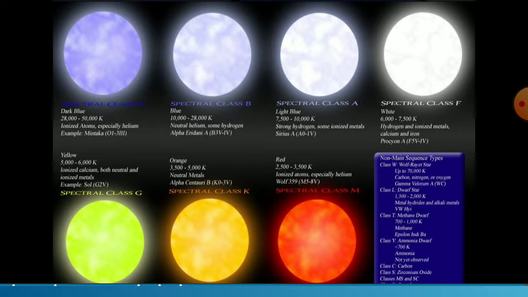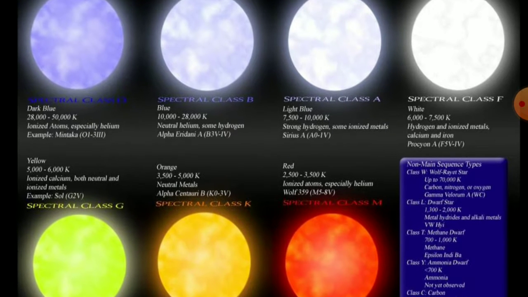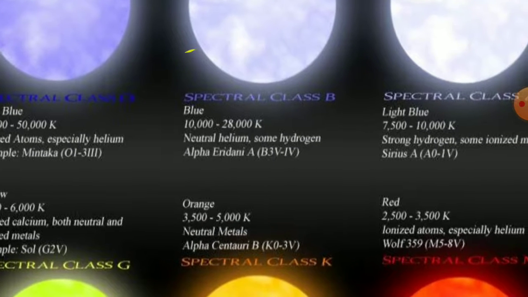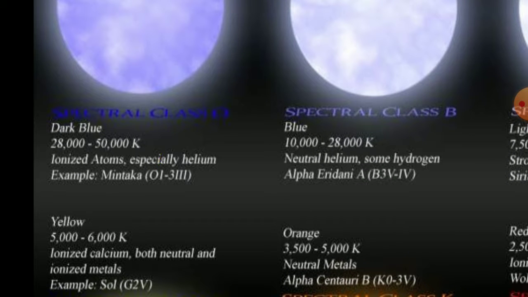So let's see up here different stars. In this spectacular diagram, different stars are appearing in different colors. The colors are due to the surface temperature of the stars. So let's say up here, dark blue color. This is the dark blue color because of the ionized atoms, especially helium.